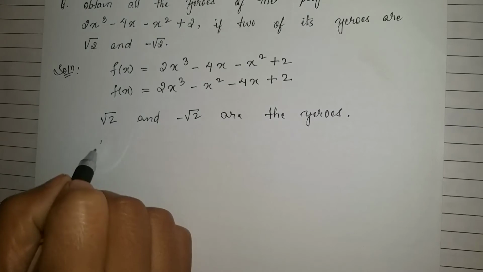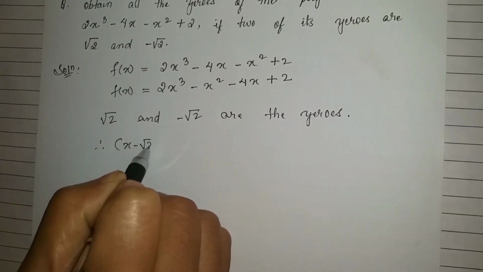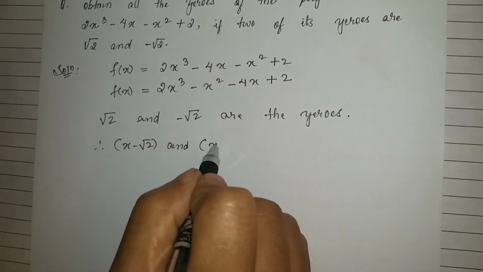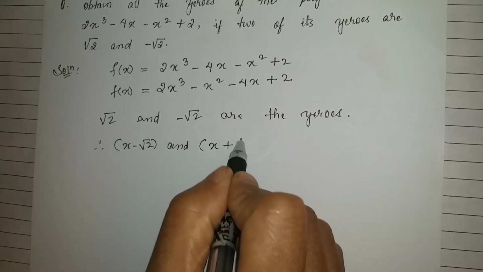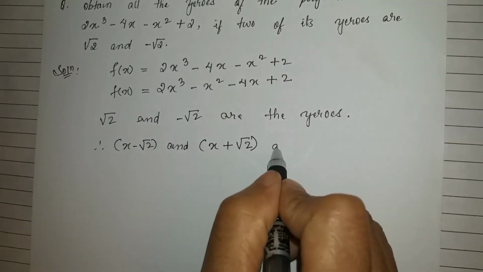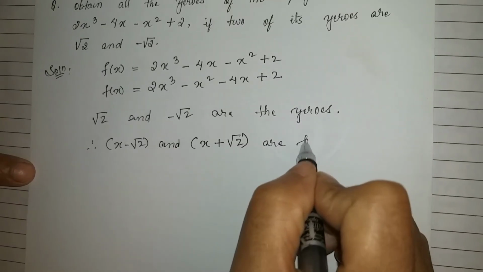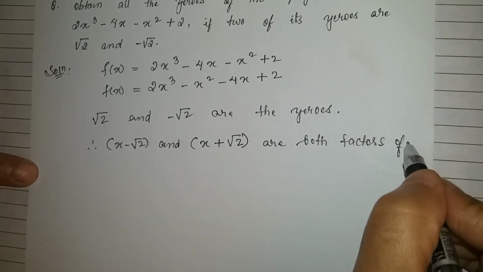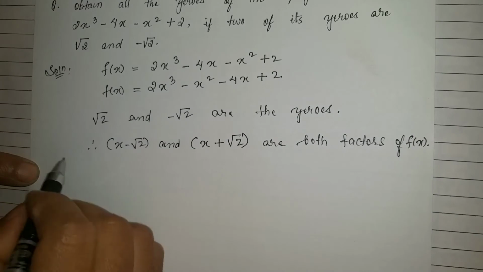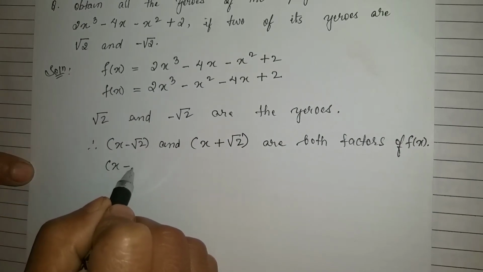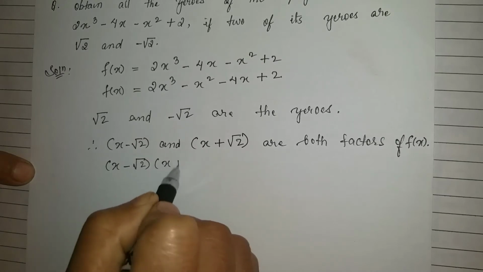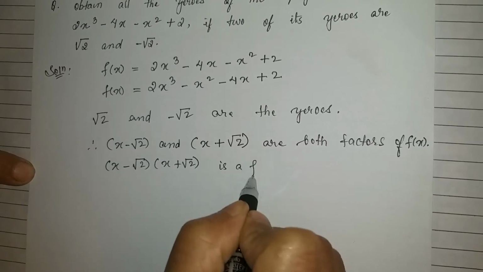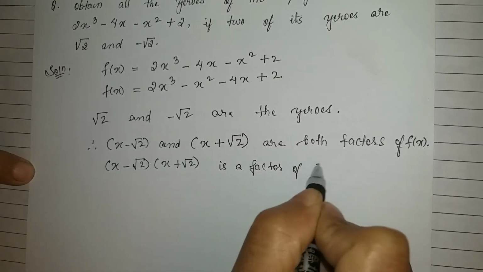So what do we have? Therefore, x minus root 2 and x plus root 2 are both factors of f of x. Or their product, x minus root 2 into x plus root 2, is also a factor of f of x.